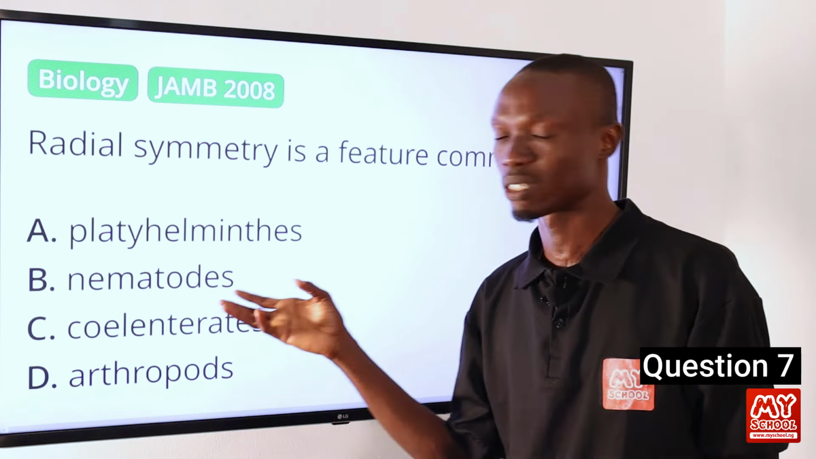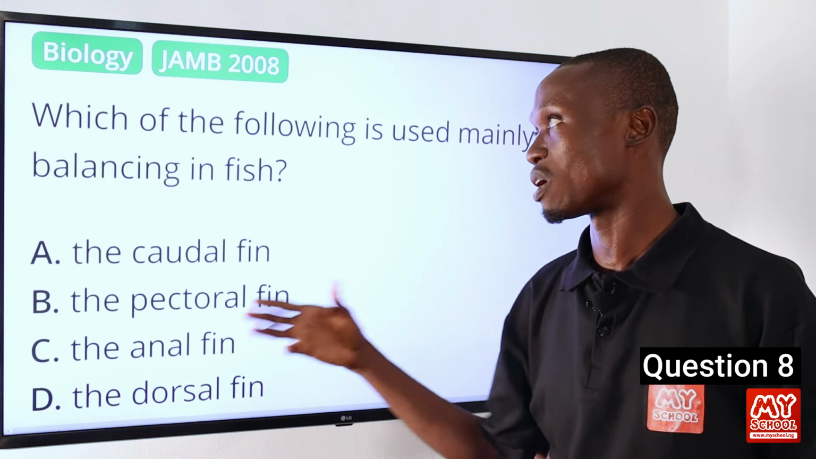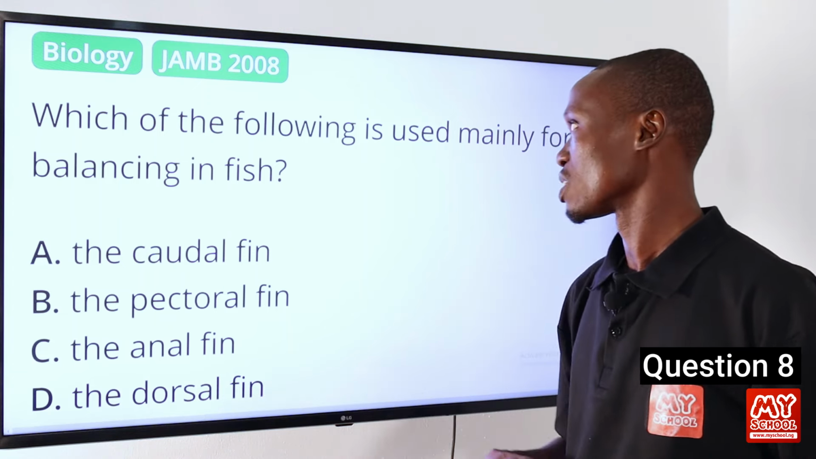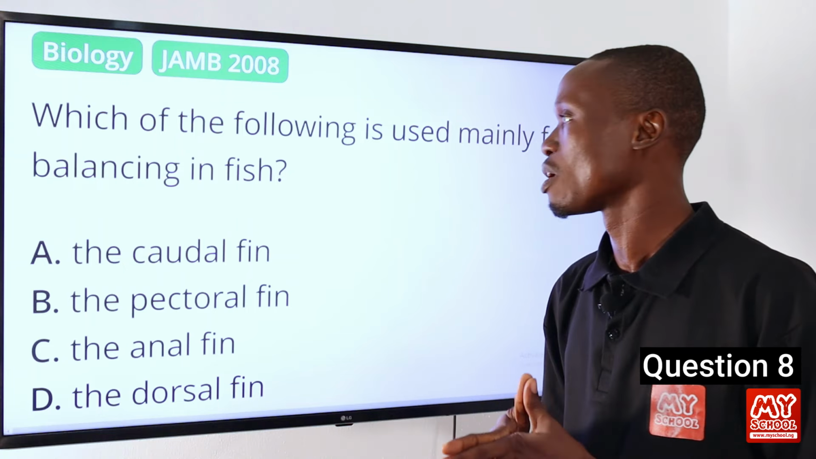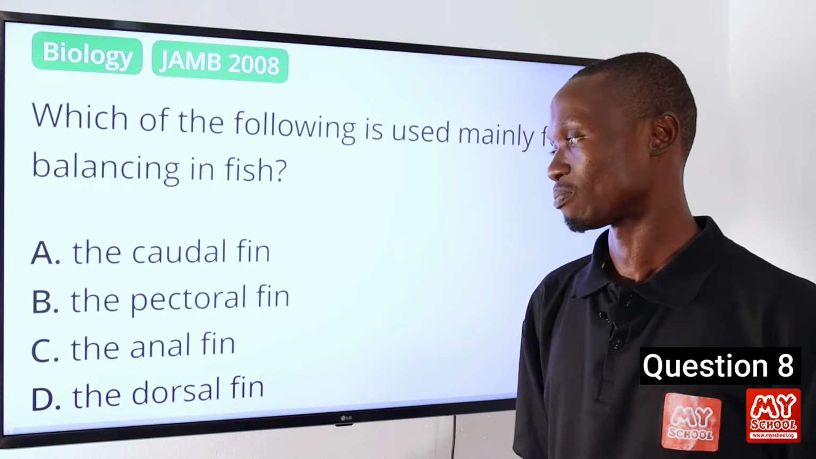which enables the fish to change direction swiftly in water. Then C, we have the anal fin. The anal fin is located close to the anus of the fish, and it serves the same purpose as the caudal fin, which is responsible for propulsion. While we have the dorsal fin. The dorsal fin is located on top of the fish, in between the head and the tail. And this dorsal fin serves multiple purposes, which include stabilization and balance in water. So that makes option D the correct answer. The dorsal fin is the fin that the fish mainly use in balancing in water.